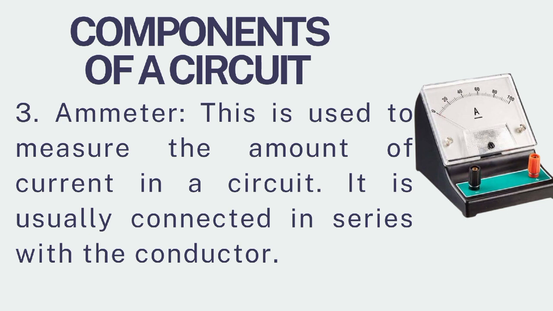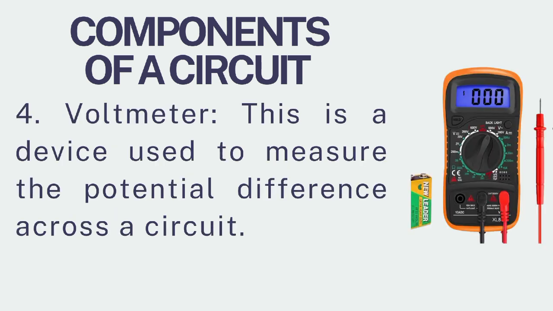Another interesting component of a circuit is a voltmeter. Voltmeter brings us to what we call voltage. What a voltmeter does is that it measures the voltage across a circuit. The best choice of word is what we call potential difference. So your voltmeter either measures the potential difference or the voltage across a circuit.